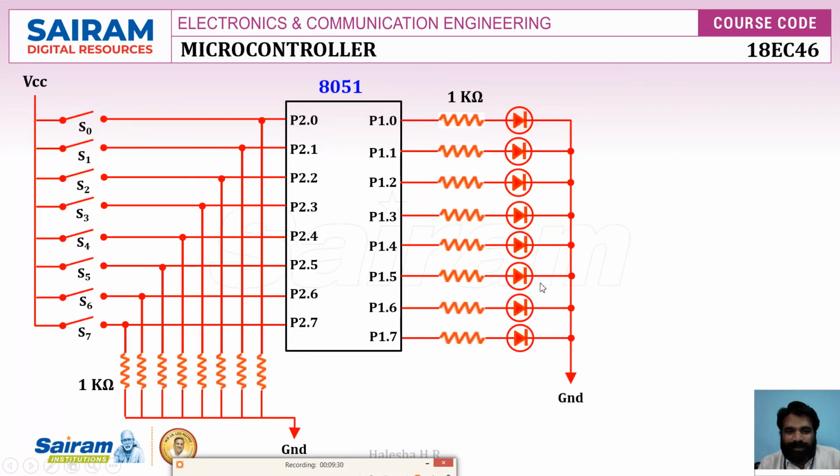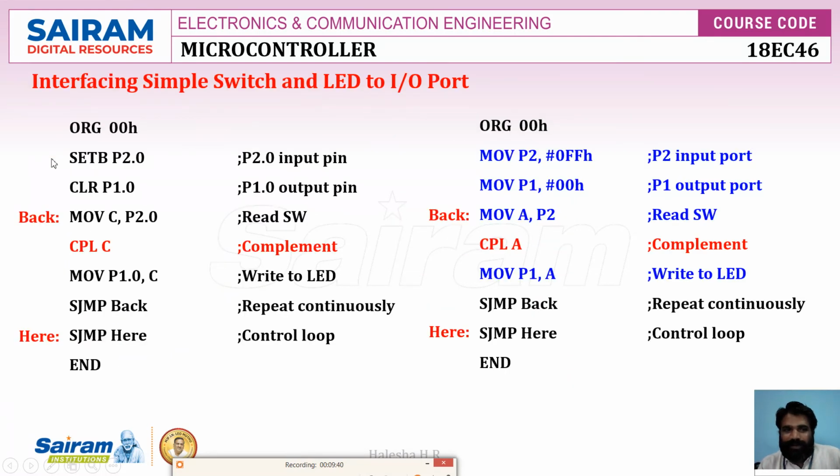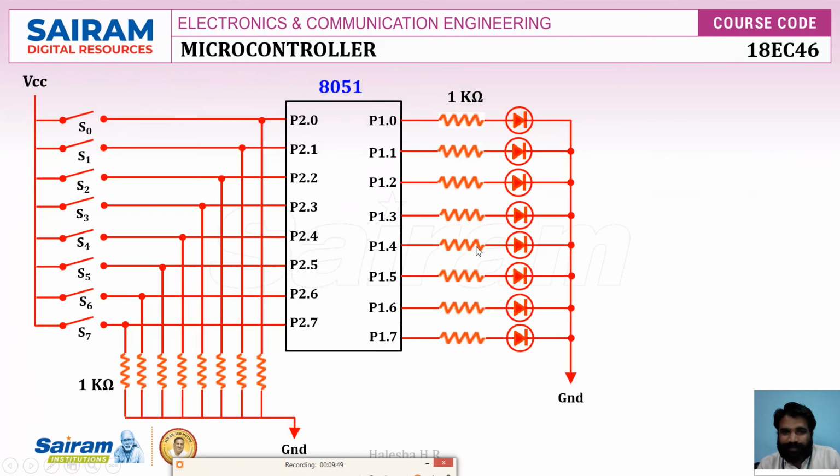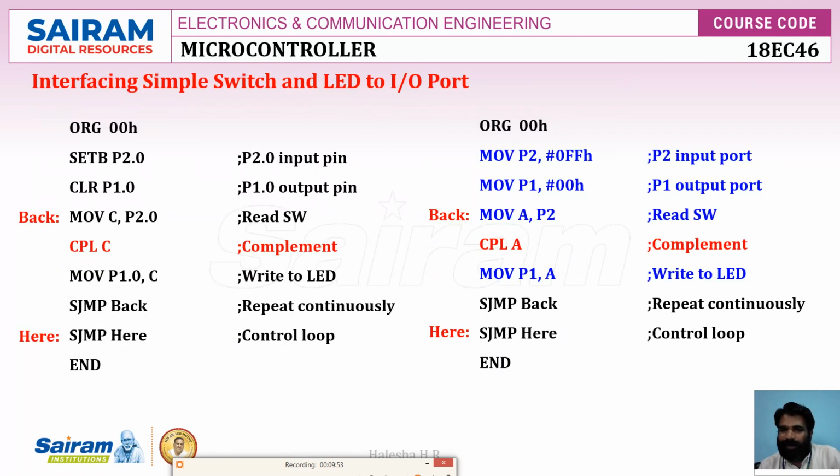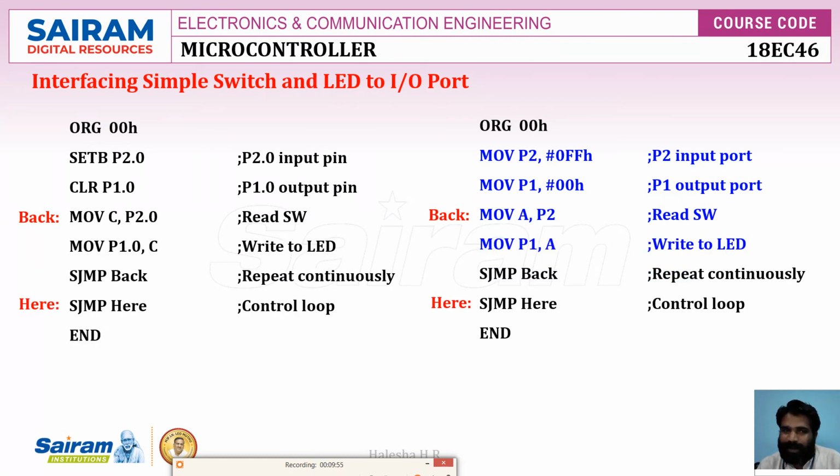So as I said, we can connect like this also. In the previous one, one end is connected to the port pin and the other end is connected to ground. Here we can connect the other end to VCC. In this case, this is the change in the program. Here we used complement, no? As per this diagram, complement is not required. So just remove the complement. This is the program for a single pin.